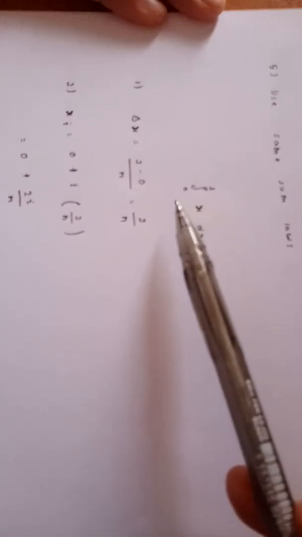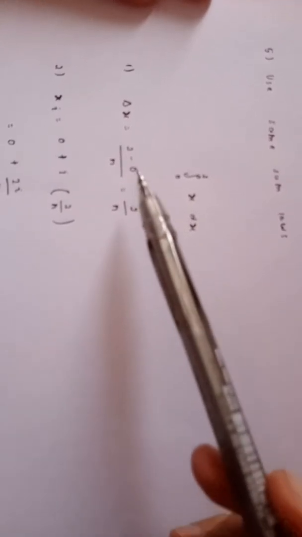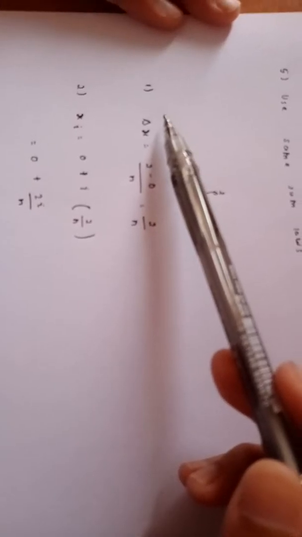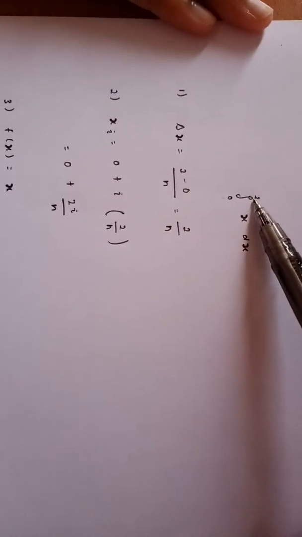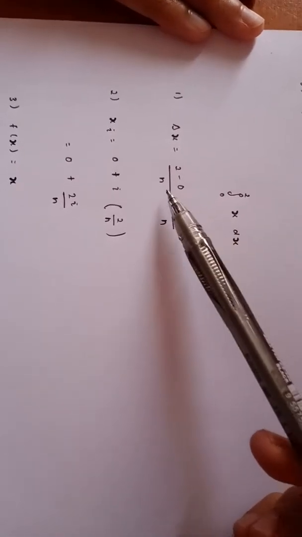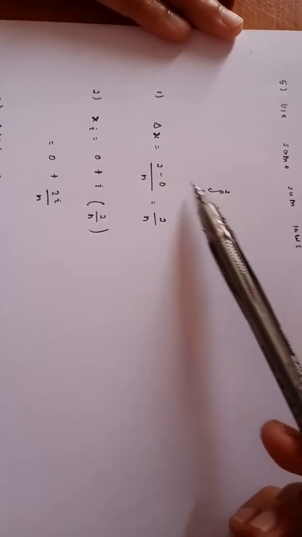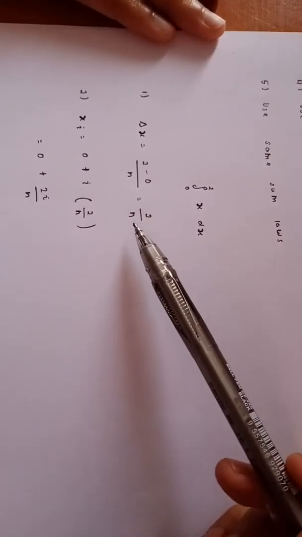Okay, so now we look at our first equation, which is the limit as n approaches infinity of the integral from 0 to 2 of x dx. So the first calculation is to calculate the delta x, where the formula is b minus a over n. So our b is 2 and our a is 0, over n, so we got 2 over n.